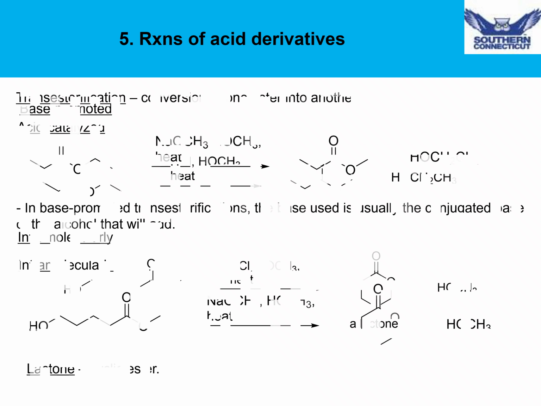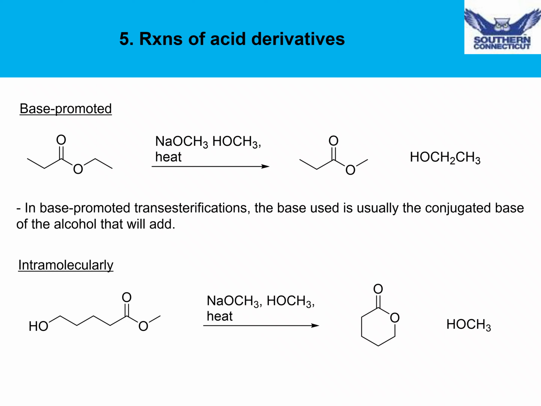We can also do a transesterification reaction under basic conditions. This is referred to as a base-promoted reaction since the base is generally used up in the reaction and it's not your traditional catalyst. Whatever alcohol we want to add to the ester, we typically take the conjugate base and use that as a base. So for example, if we wanted to add methanol to this ester, we would use the conjugate base of methanol, which would be a methoxy group, to act as the base.